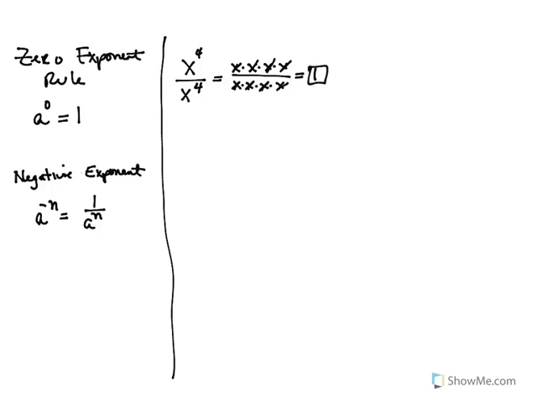Now, look at what you had. You had an x to the fourth over the same x to the fourth. That is the typical rule that says a over a is always equal to 1 because anything divided by itself is going to yield you a 1.